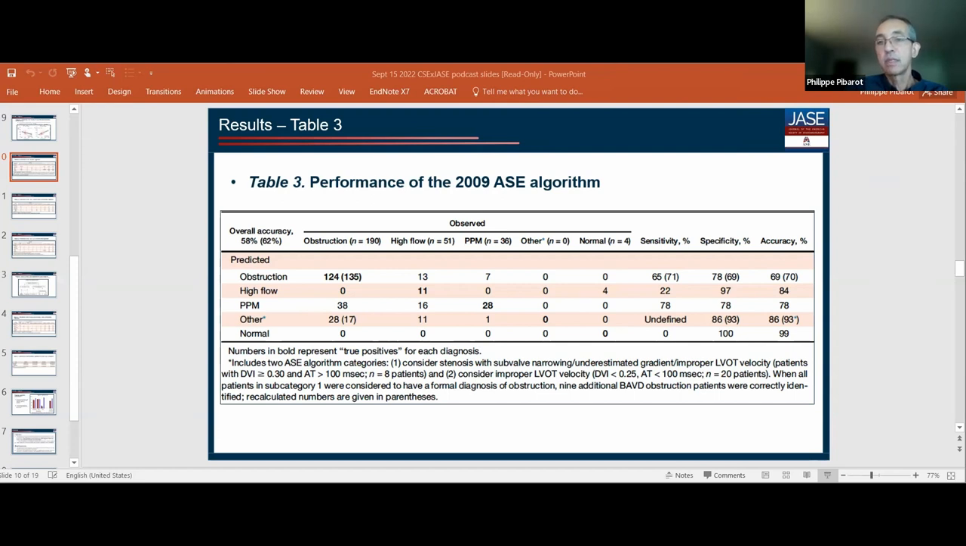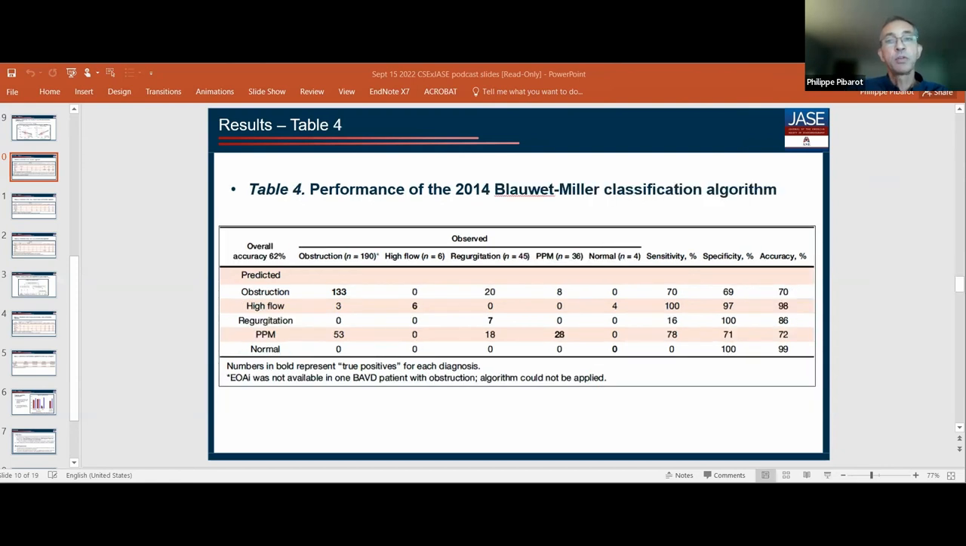It is in the 60s, 70s, approaching the 80s for some cases. So we can do better for sure. Now this is the same type of table for the Buzz Miller algorithm, which was coming from the Mayo Clinic, and I think was a first step toward the improvement of the ESC guidelines.